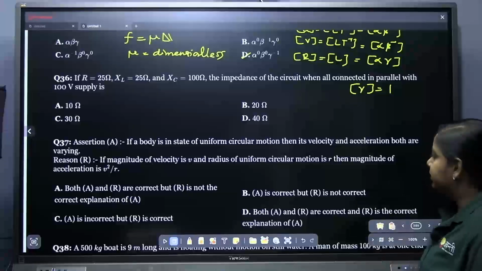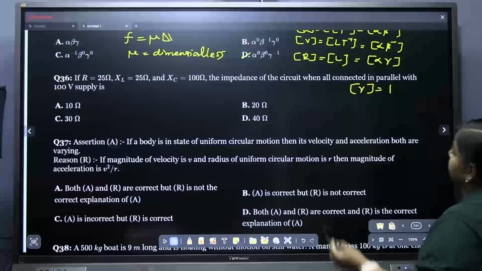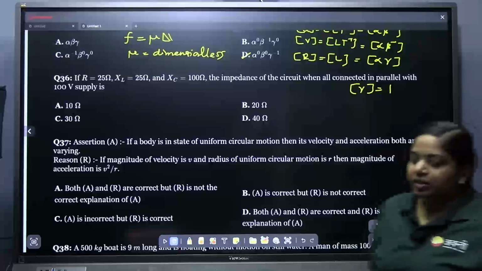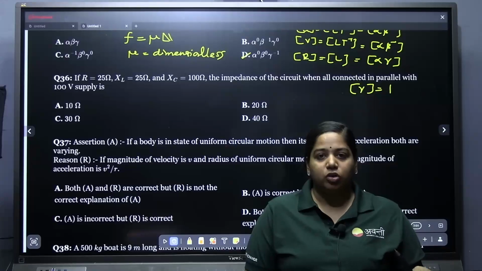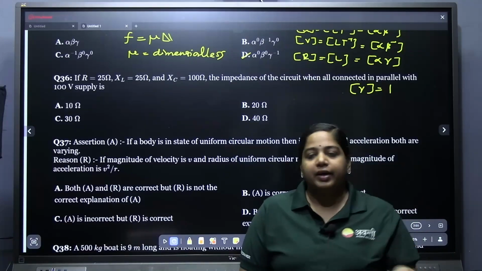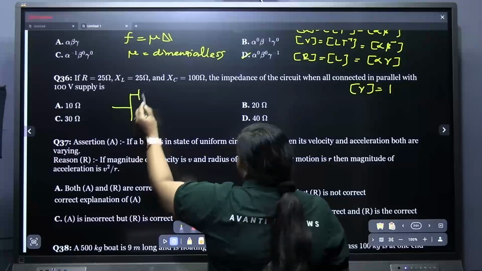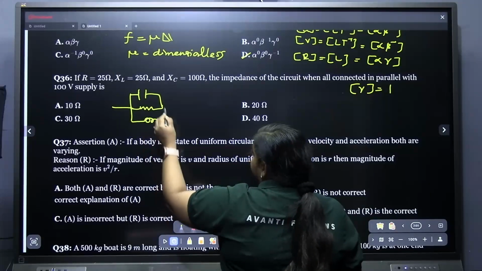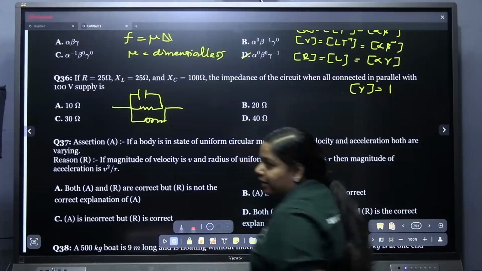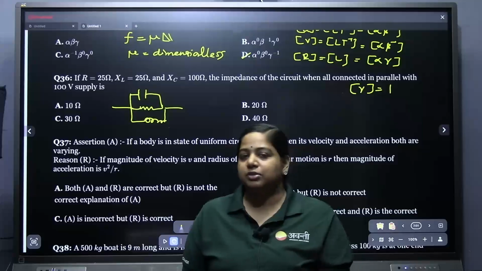Next, question 36. If R equal to 25 ohm, XL 25, XC 100, what is the impedance of the circuit when all are connected in parallel with a 100 volt supply? In these types of questions, direct formula application is not the answer. You have to think: all three are connected in parallel, which means a capacitor, a resistor and an inductor connected in parallel. As you know, current will always choose the easiest path to go.